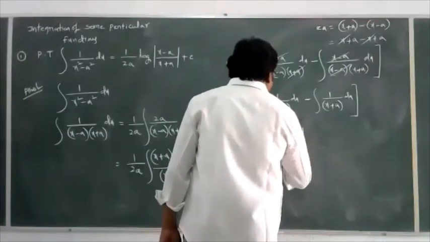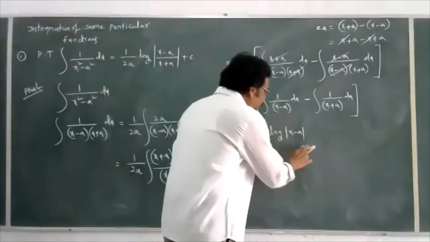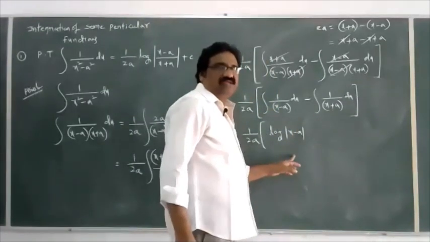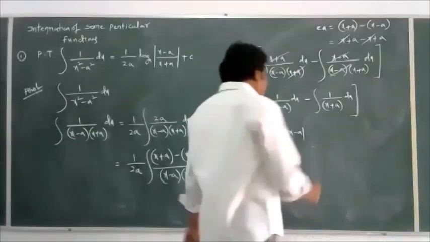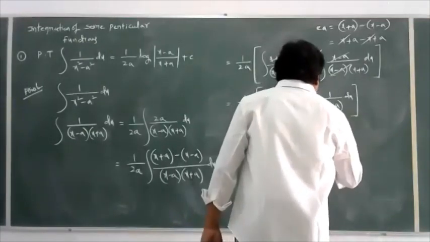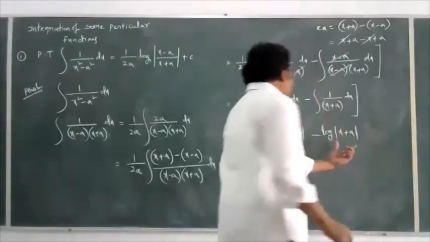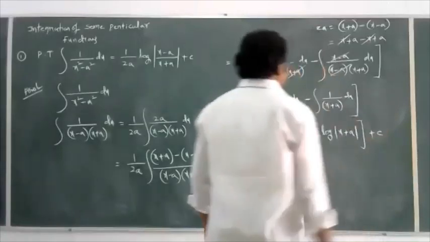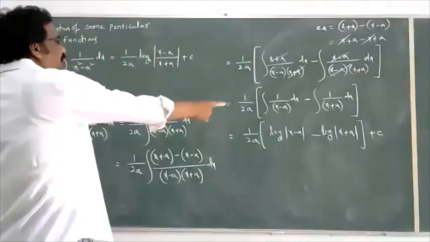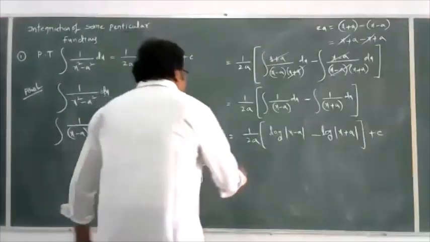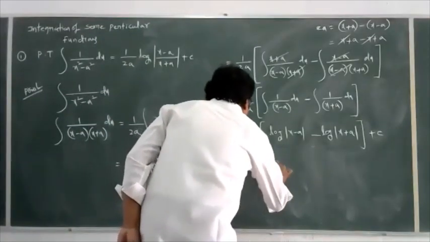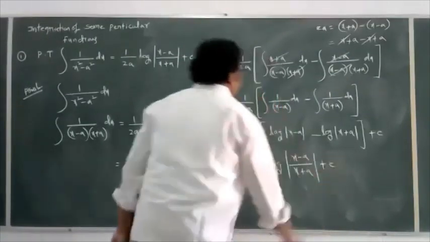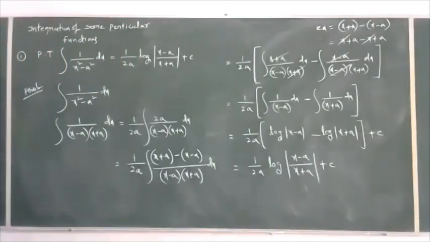x minus a by what? This is x minus a, derivative by chain rule, x minus a derivative 1, minus, here also log mod x plus a by, x plus a derivative 1, plus c, arbitrary constant. Here log a minus log b gives log a by b, that is 1 by 2a into log mod x minus a by x plus a plus c. That is RHS.